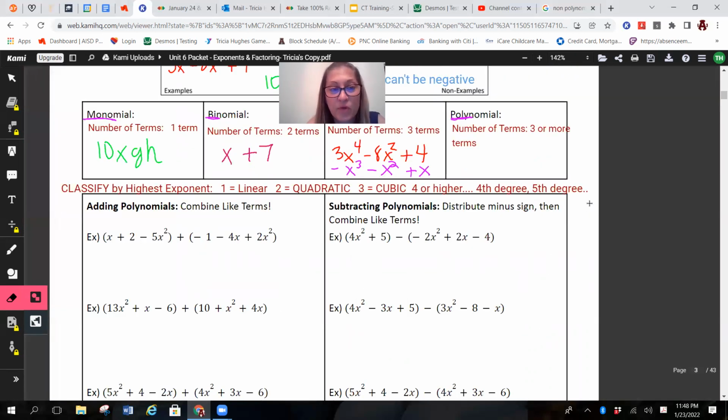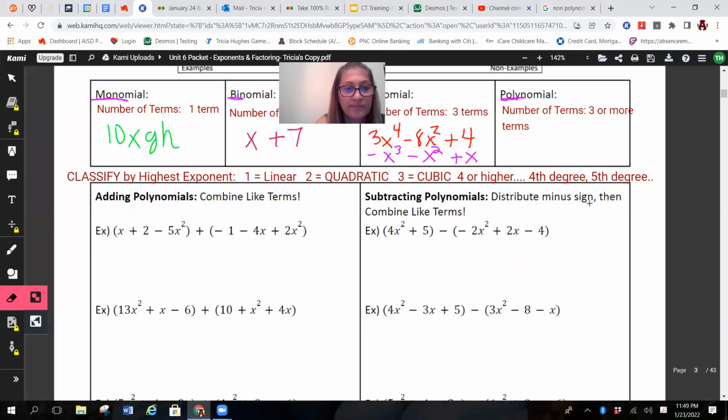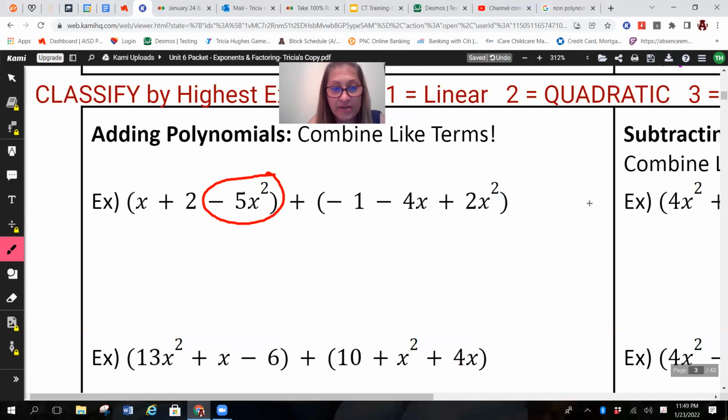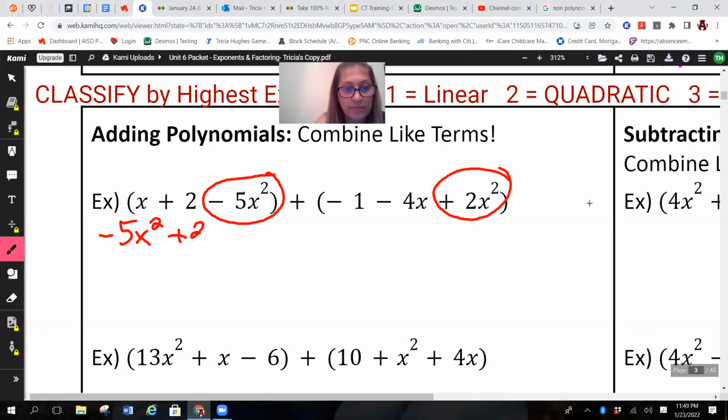So let's work a couple examples of adding and subtracting, and then I'll explain how to name them. Let's start with adding. We're going to combine like terms. So I'm going to start with my highest exponent, negative 5x squared plus, and on this side, it's a 2x squared. Negative 5. So in your calculator, you would type in negative 5 plus 2, and you would get negative 3.